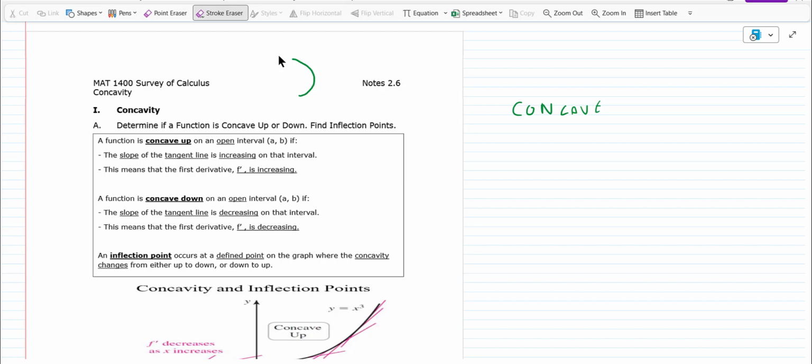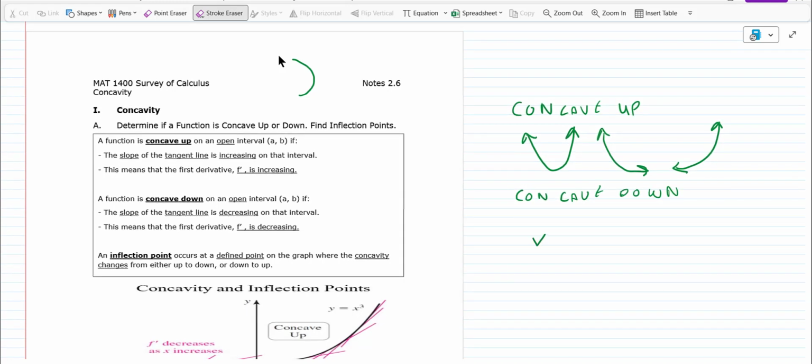So concave up basically means the shape's going to look like a parabola that's opening upwards. It can also be half of that. So those three shapes right there are all concave up. And then concave down would just be the reflection of that. So if you're concave down, it would be like a parabola going downward, or part of that. It's either the full shape or half of it.